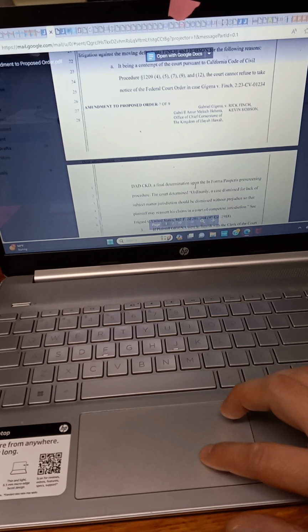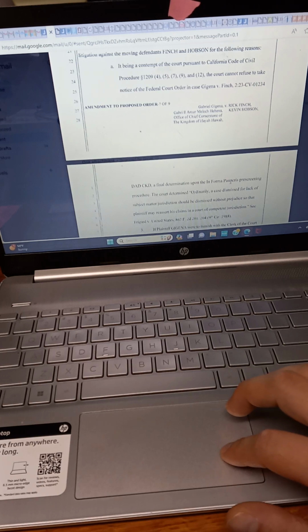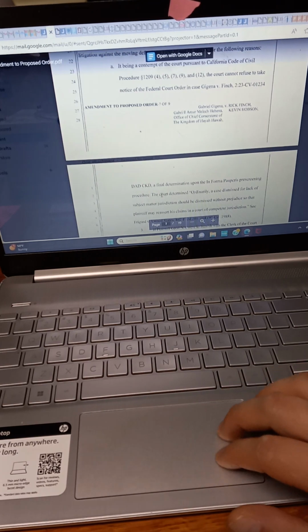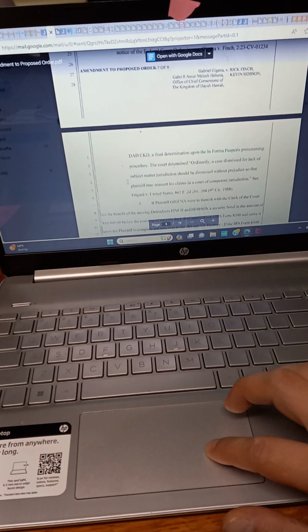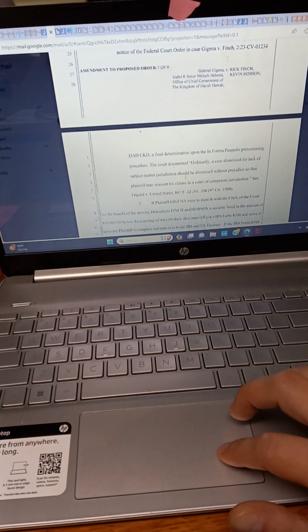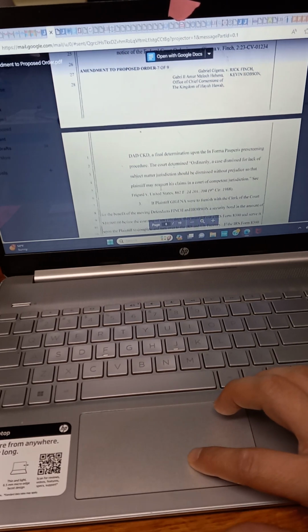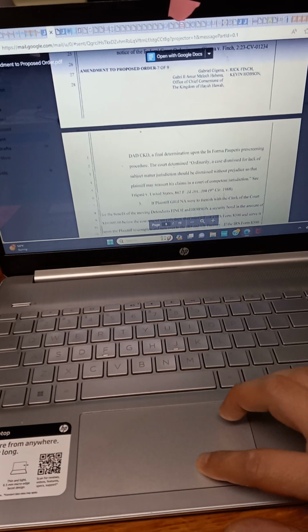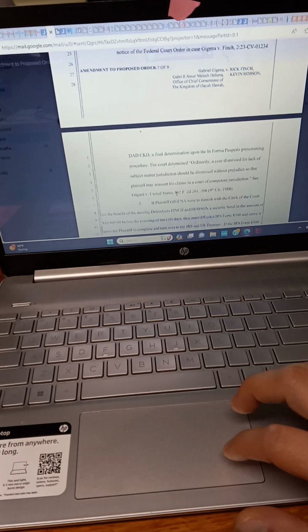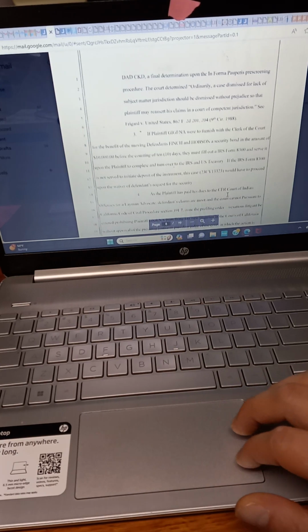A final determination upon the in forma pauperis pre-screening procedure. The court determined ordinarily a case dismissed for lack of jurisdiction or lack of subject matter jurisdiction should be dismissed without prejudice, so that the plaintiff may reassert his claims in a court of competent jurisdiction. See Fireguard v. United States, 1988.